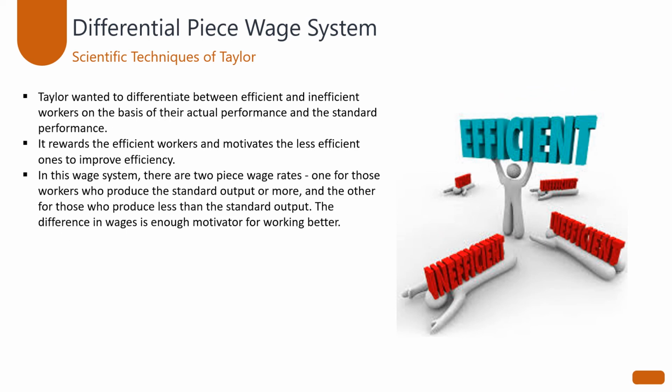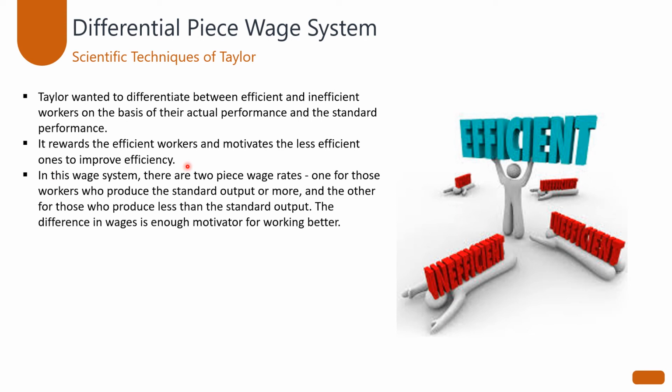Next topic is the differential piece wage system. This is one of the most important topics of this chapter. Let us understand the literal meaning first. Taylor wanted to differentiate between efficient and inefficient workers on the basis of their actual performance and standard performance. So this is one method which will definitely set apart the efficient and inefficient workers, and it will also reward the efficient workers and motivate the less efficient workers to improve.